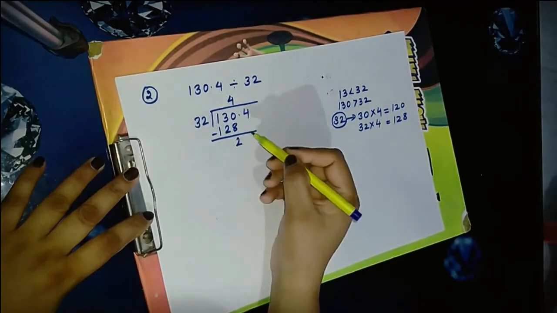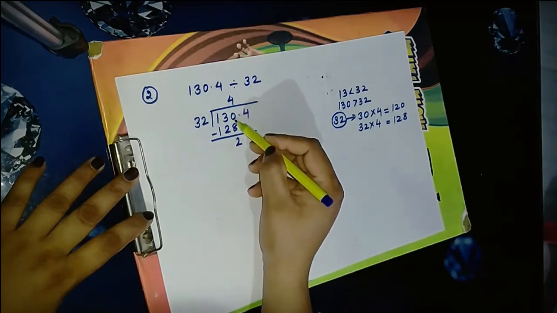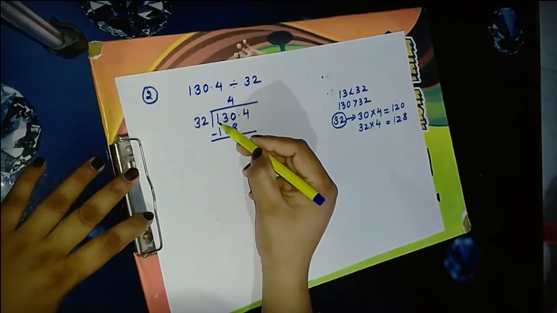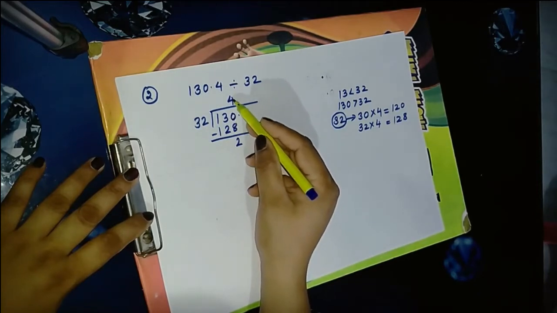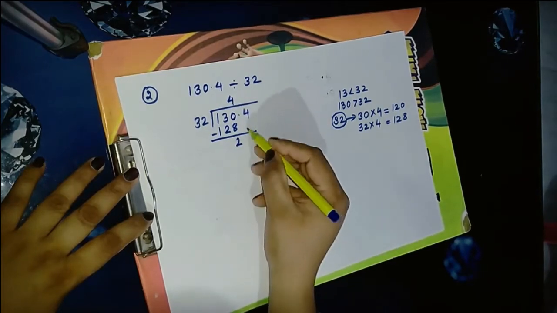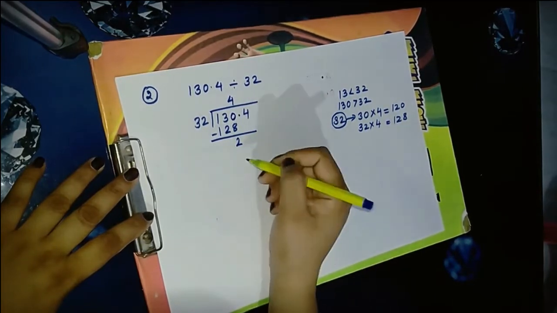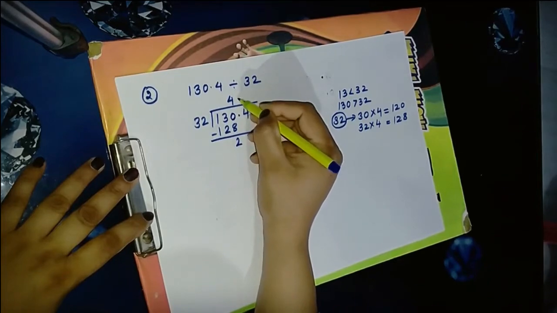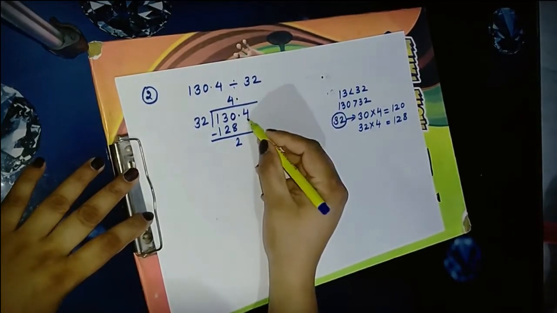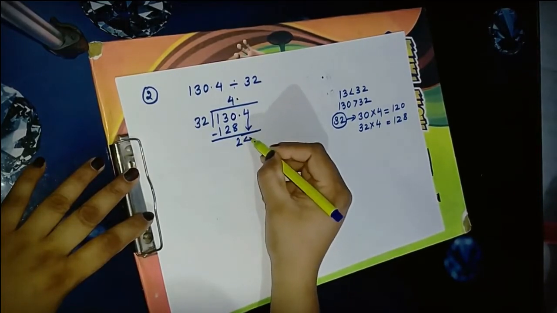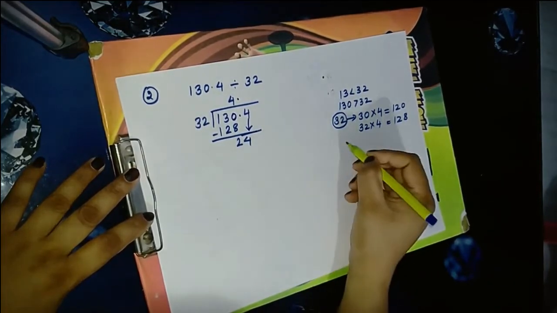Keep in mind here we need to write down this 4 just above the last covered digit. So in 130 the last covered digit is 0. So we need to write down the 4 just above this 0. Now we observe the next decimal point. So we need to copy this decimal point according to its position. Now the next copied digit here is 4. Now the number is 24.